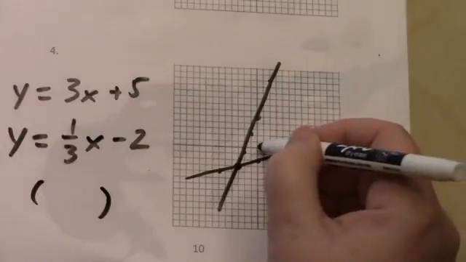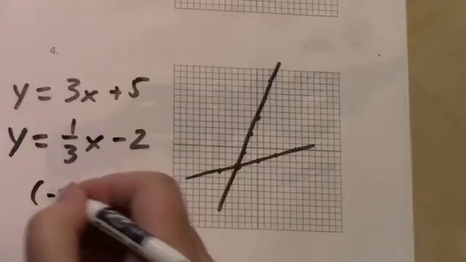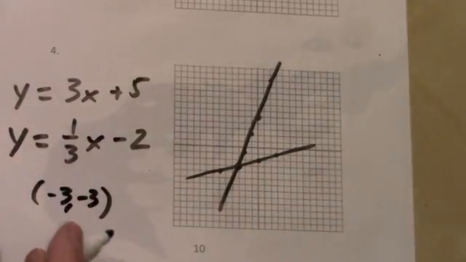What's that coordinate? From our origin, we're going to the left 1, 2, 3, and down 3. So this is a negative 3. So again, the solution is the one little point where these lines intersect.